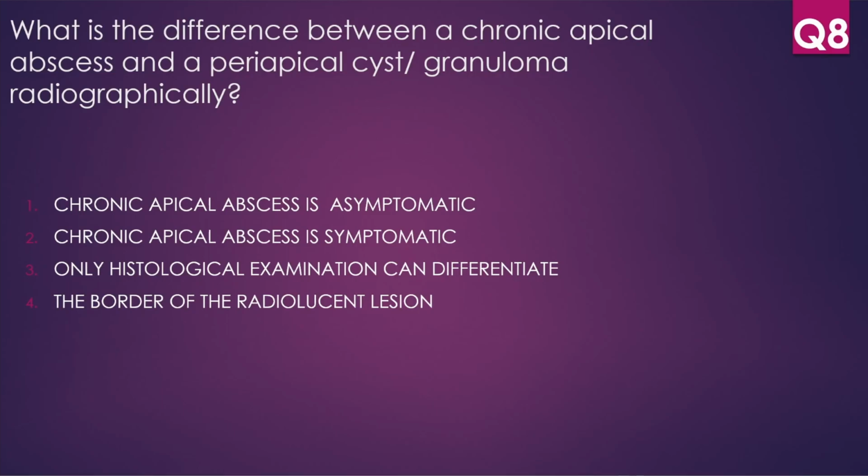Yes, this is true. Histological examination can definitely differentiate between a cyst, abscess, granuloma, whatever it is, but they are asking you, how do you differentiate radiographically? And the easiest answer is the border of the radiolucent lesion. An abscess will have a radiolucent border, whereas a cyst or a periapical granuloma will have a radio-opaque border under the root. Let's go to the next question.